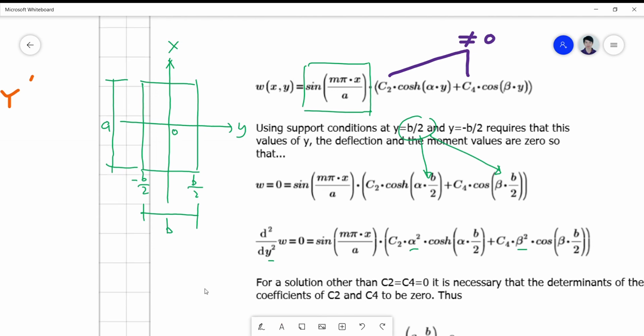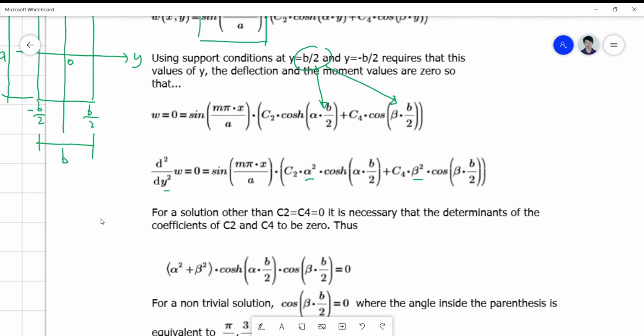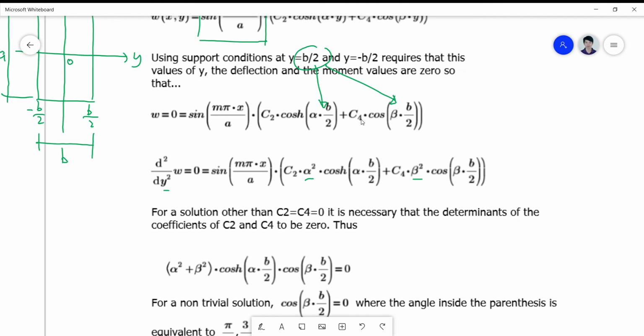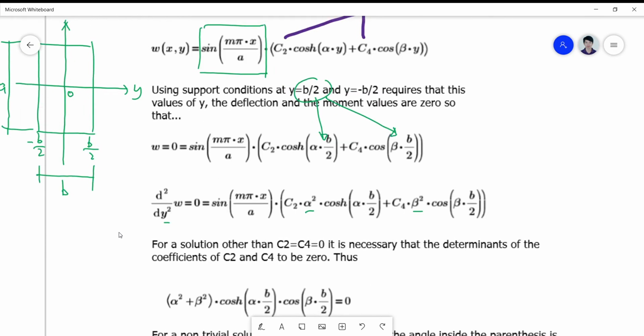So for a solution other than C2 equals C4 equals 0, of course, it's necessary that the determinant of these two must be non-zero. To make the equation non-trivial, the equation must not be singular, meaning to say the value of the determinant must not vanish in order for it to have a solution.